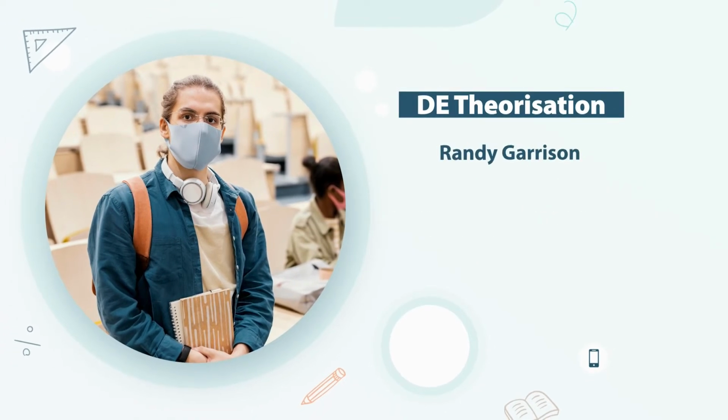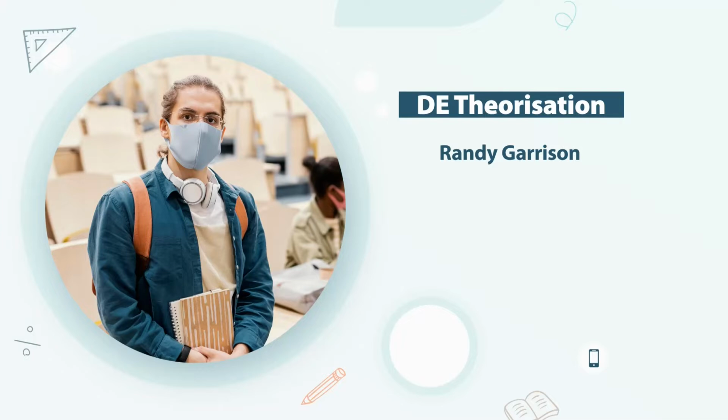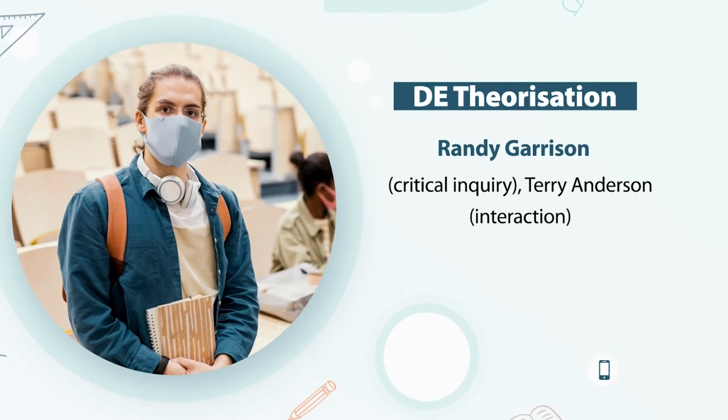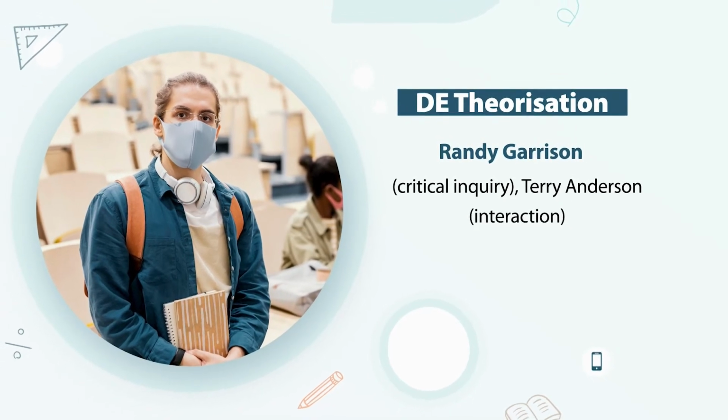Professor Randy Garrison and Professor Terry Anderson, both from Canada, talked about two very important things related to teaching and learning, and more particularly learning. Professor Garrison talked about critical inquiry in online learning, and Professor Terry Anderson talked about interaction in online learning: student-student interaction, student-content interaction, and student-teacher interaction. If you Google all these people, you will find their papers to study in more detail.